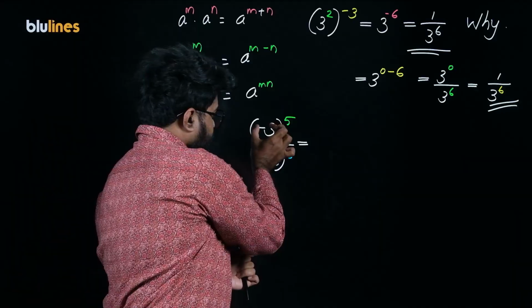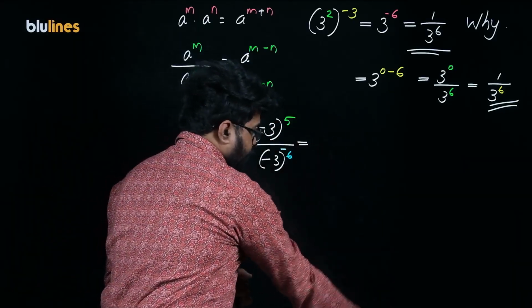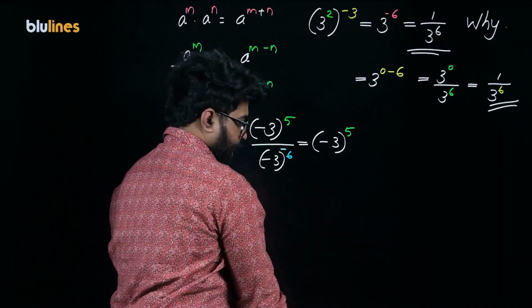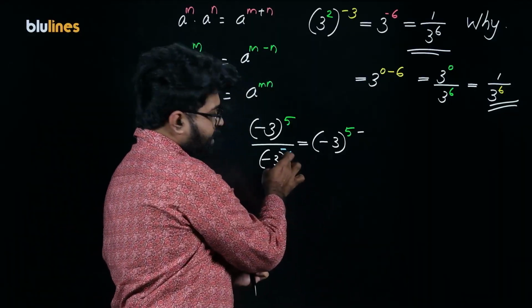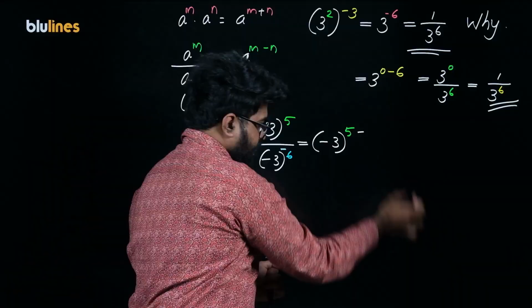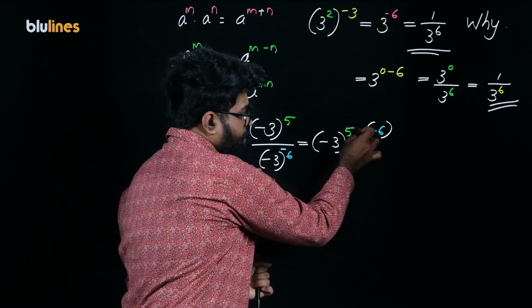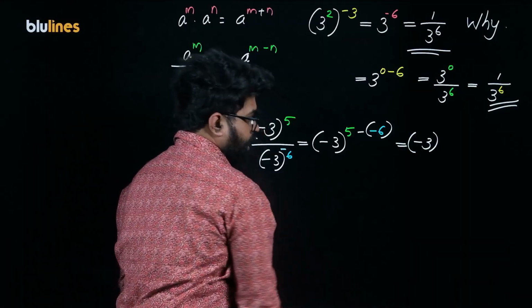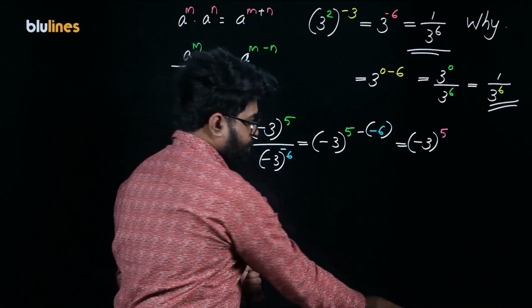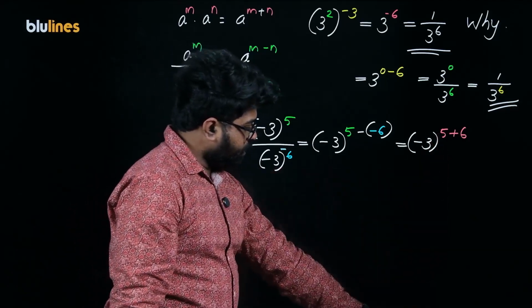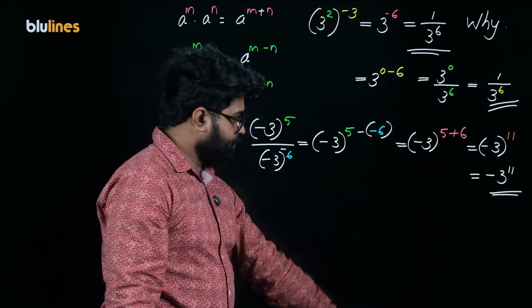So, you can use this one as (-3) raised to m. Our m is equal to 5. M minus our n is equal to negative 6. So, minus of minus 6. Okay. Now, what is 5 minus of minus 6? We have (-3) raised to 5 plus 6. Now, what is this one? This is equal to (-3) raised to 11.